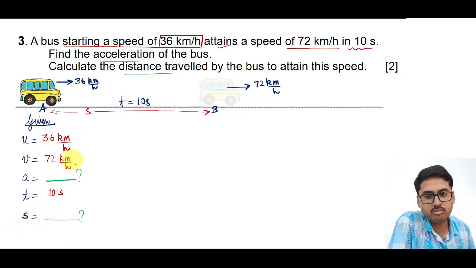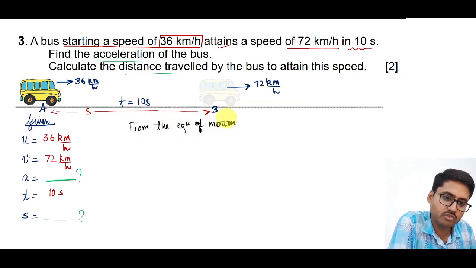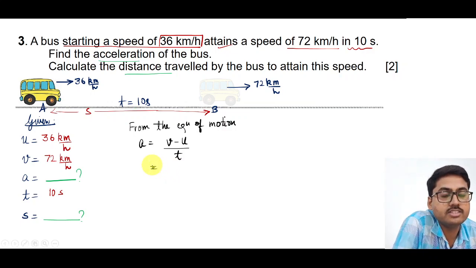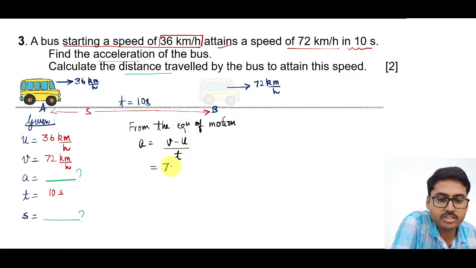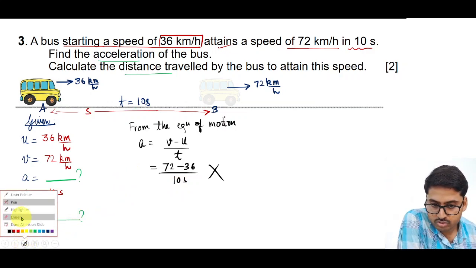So we first need to calculate acceleration. So we can use a formula from the first equation of motion, or you can write using first equation of motion, we can write A is equals to V minus U by T. Since all the information is given here, we can put the value of V. This is what children do in the exam. They just write here 72 minus 36 by the time given, that is 10 seconds, and that is going to give the wrong answer. So this is where I want you to stop. Why?